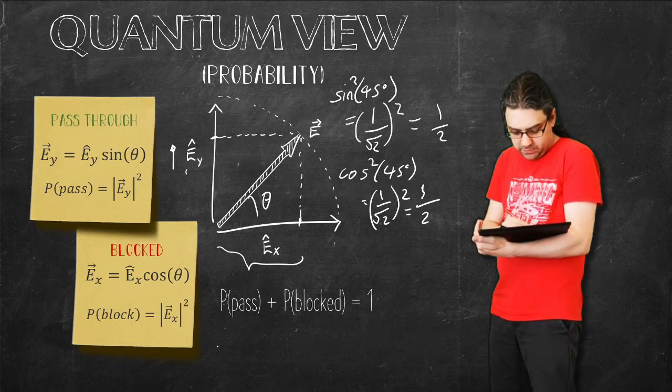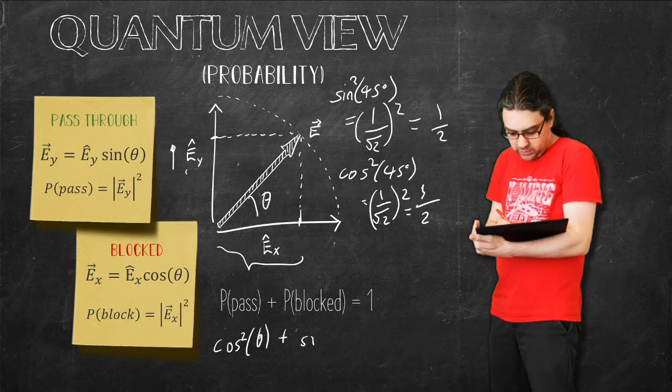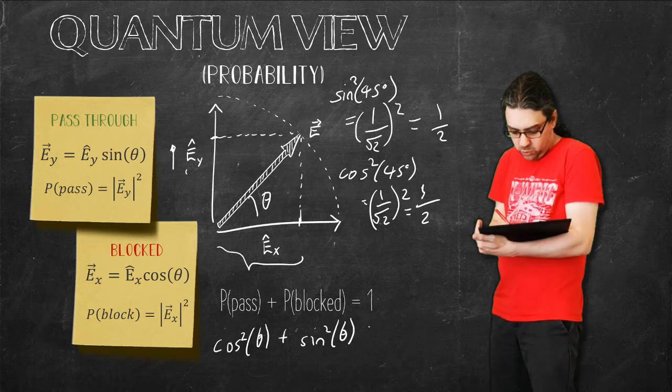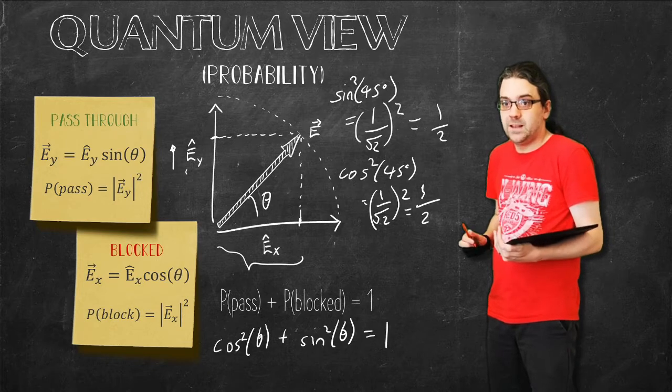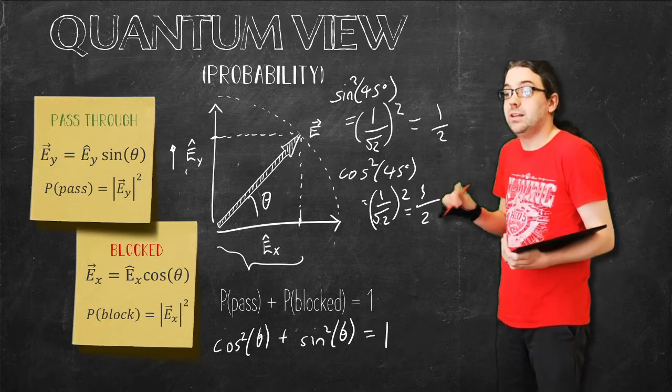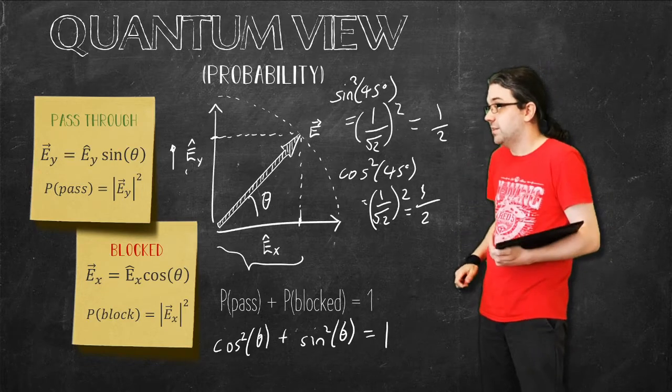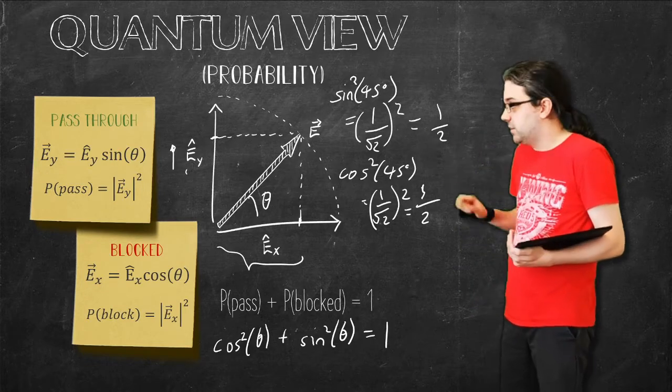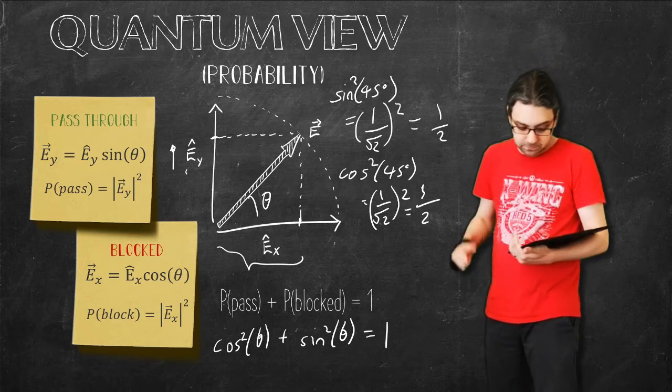And it also just so happens that cos squared plus sine squared is always going to equal 1. So that's a really useful way that trigonometry maps onto quantum mechanics. If you can get your head around trigonometry like this, quantum mechanics and splitting things up like this becomes quite easy.